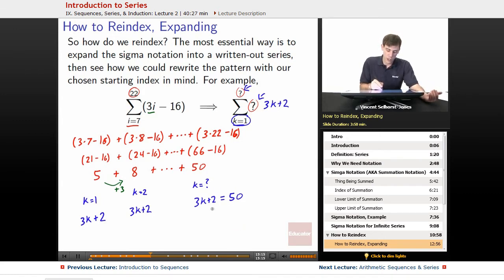So k equals question mark. We could solve for this. 3k equals 48. Divide by 3 on both sides, and we get 16. So we know our upper limit is going to have to be 16.